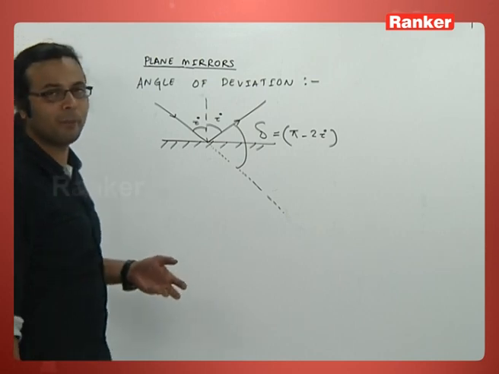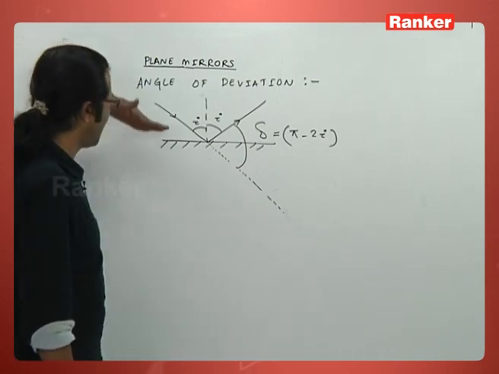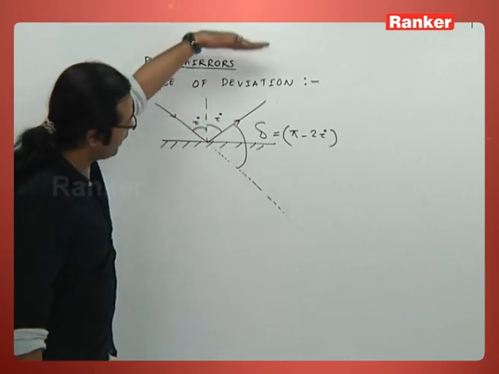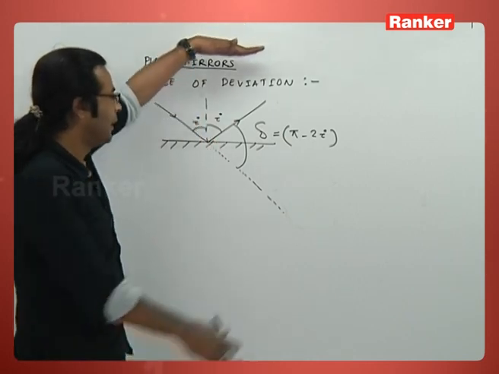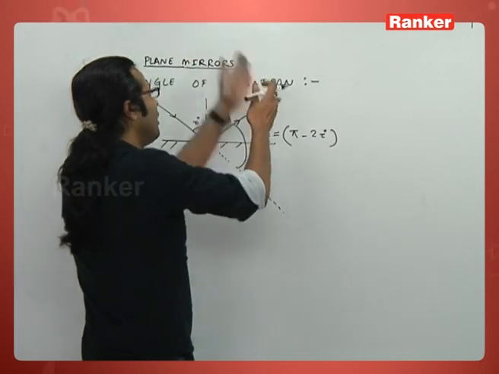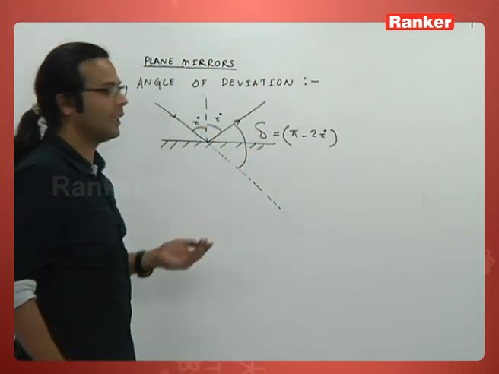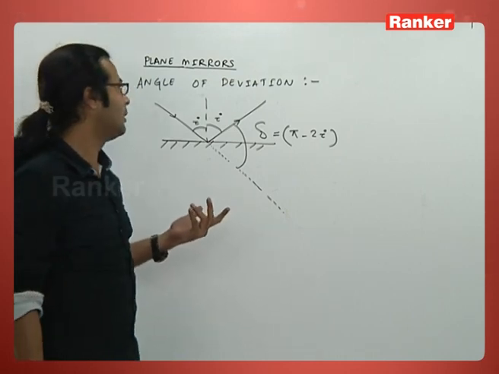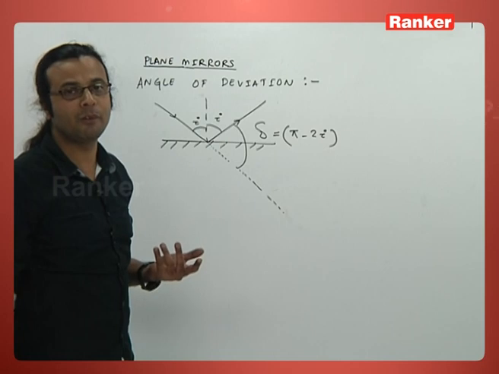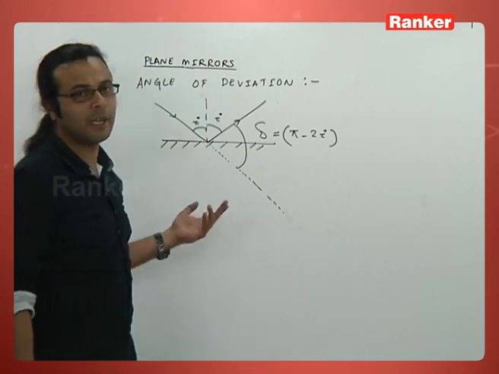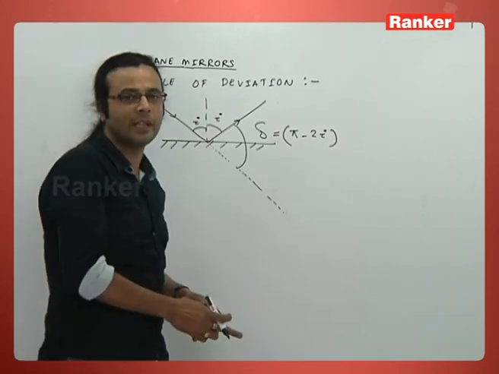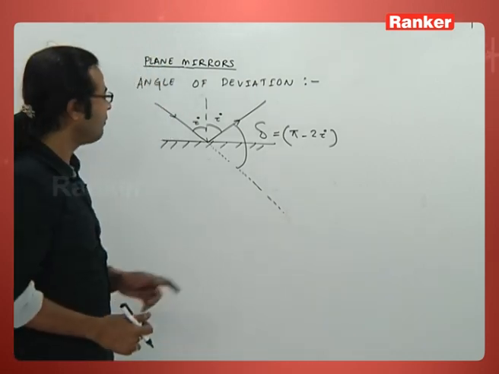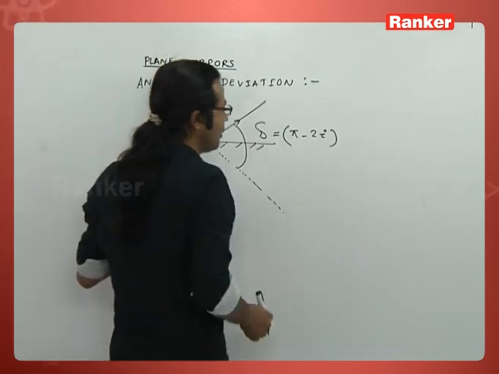Now while solving problems, I go with this. Suppose I am running this way, and I am turning towards the left. Again there would have been a mirror. In whichever way I deviate, either left or right, I take one of the deviations to be positive. If I take left to be positive, then right has to be taken negative, and I add all these angles to find the net deviation. So here the deviation is pi minus 2i.